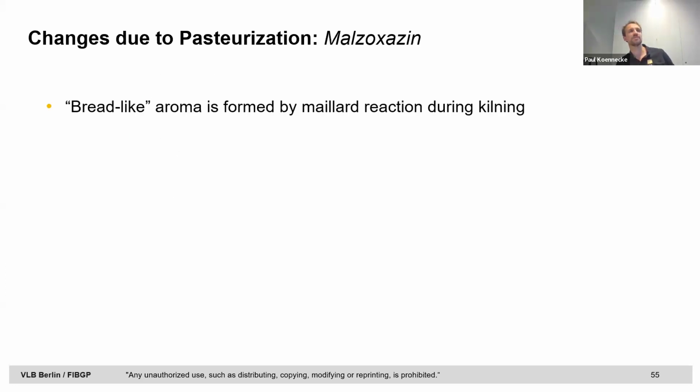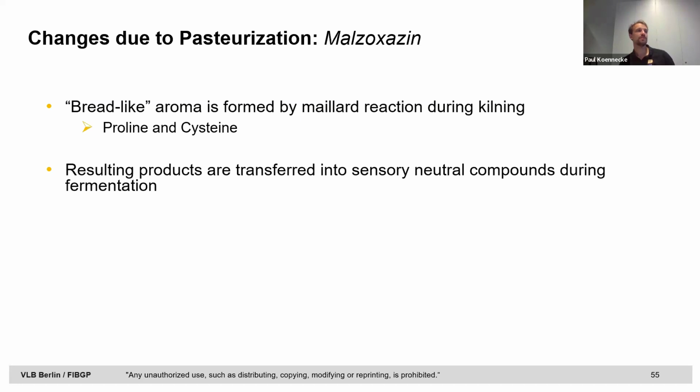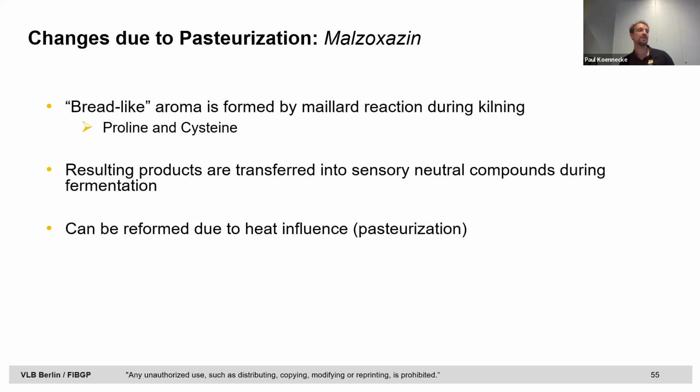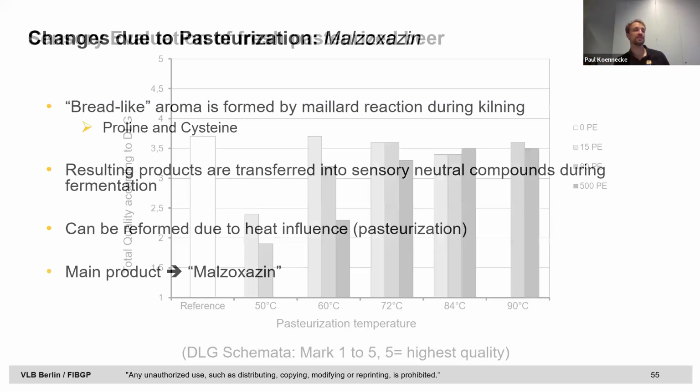And yeah, let's talk a little bit about maltoxazine, which is the most common part of those flavors which can appear during pasteurization. It's causing this bread-like aroma, which is formed during the Maillard reaction while kilning, and is basically caused by both amino acids, proline and cysteine. During fermentation, those products are transferred into sensory neutral compounds, but they can be reformed under heat influence, and this is what happens then in your pasteurization process. If you have a high load of those Maillard reaction products, it can happen. So the main product of this reforming is maltoxazine.